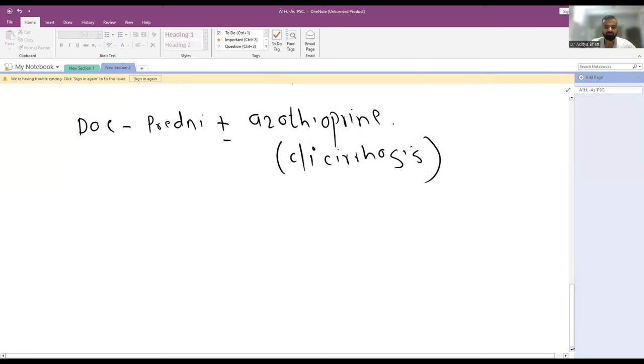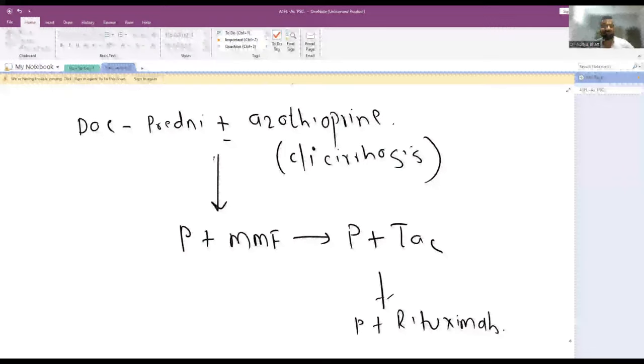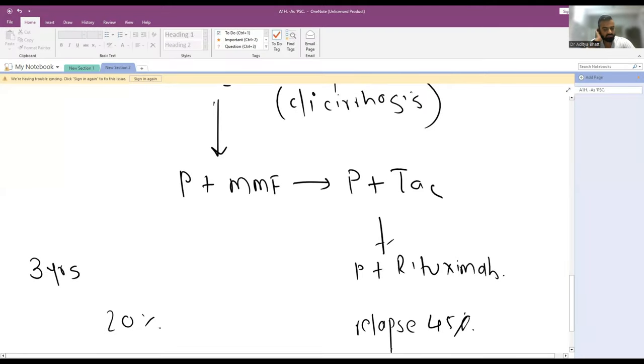If the patient does not respond to this, then prednisolone plus mycophenolate mofetil is the second line, followed by prednisolone plus tacrolimus, followed by prednisolone plus rituximab. So this is the management. Once you have started the therapy, you have to monitor the transaminases for at least 3 years. And if the patient is stable for 3 years, then you can attempt to decrease the drugs, or make sure that you can discontinue the drug. You have to understand that the chance of relapse is around 45% in AIH2, while it is around 20% in AIH1. So this is what you need to know.